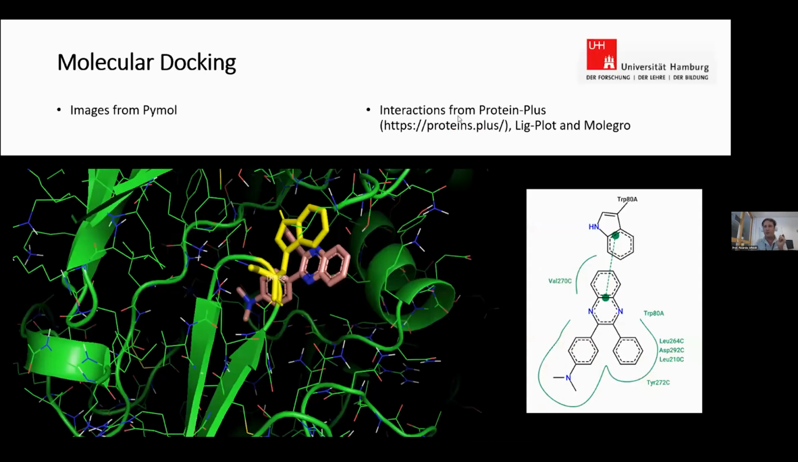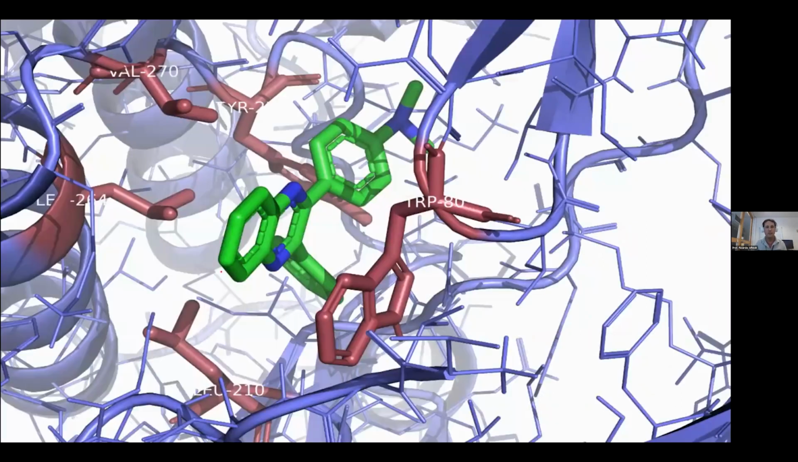Here we have an image that was prepared with PyMOL, and we also analyzed the interactions using Proteins Plus. This is an online tool from the University of Hamburg. It's very interesting. It works in the same way as LigPlot and Molegro as well, where you can see the interactions between the heterocyclic core with tryptophan, the same tryptophan that I mentioned in the beginning of the speech. And also we have several hydrophobic interactions. I think this picture might be a little bit better for you to see. Here is the tryptophan. Here you have the pi interactions. You also have hydrogen pi interactions with a tyrosine residue back there, and hydrophobic amino acids as well.